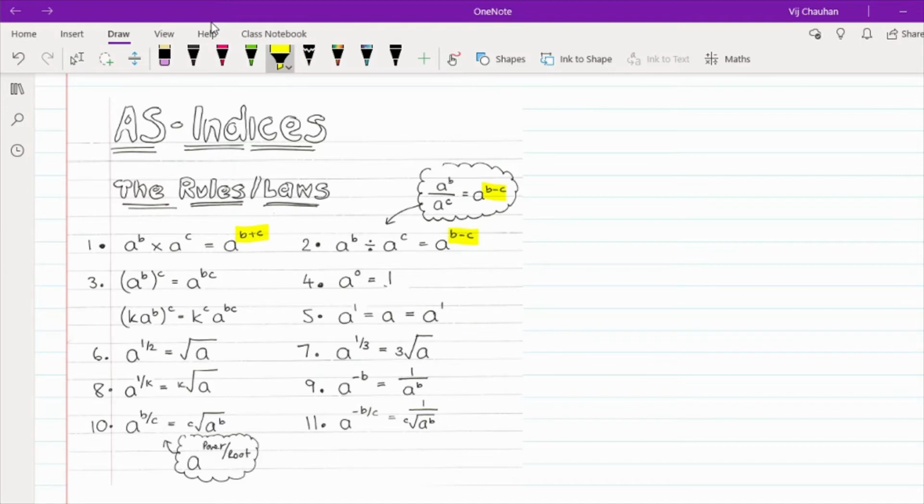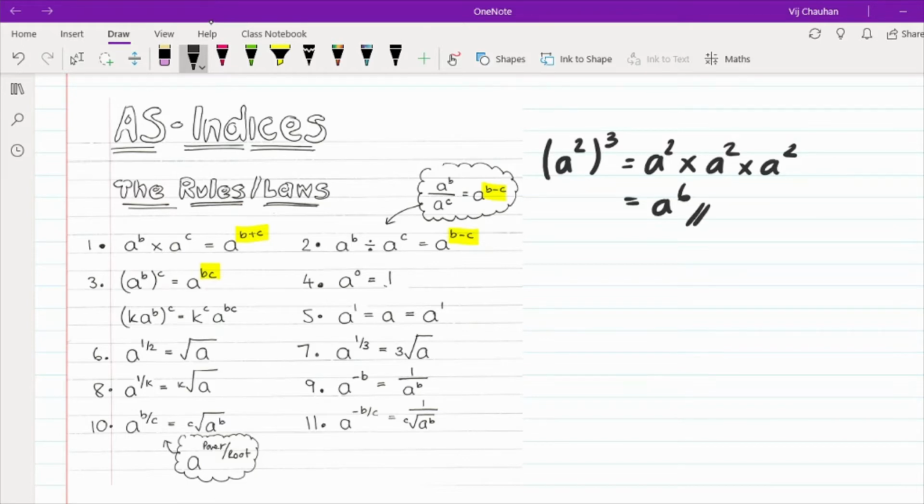One of the other basic rules of indices is when you have brackets, so a to the power of b, to the power of c. What we do there is we multiply out the bracket, so we end up with a to the power of bc. If we do a quick example of what that actually means, for example, if I had a squared, cubed, then that would be a squared times a squared times a squared, and abiding by the first rule of indices we add the powers together, in which we get a to the power of 6. And obviously a much quicker way of getting to that answer rather than writing this all out is to simply multiply out the two powers.